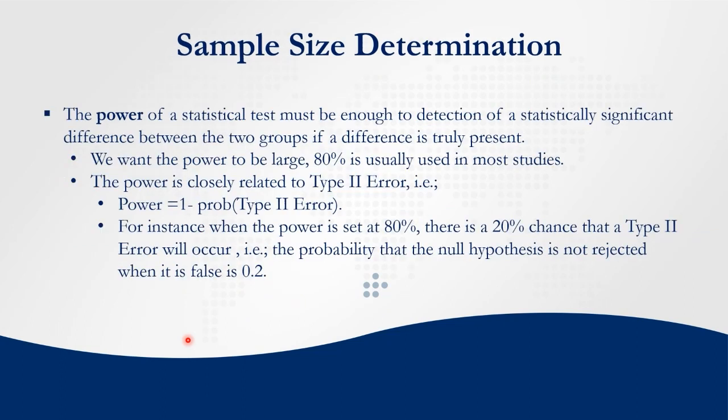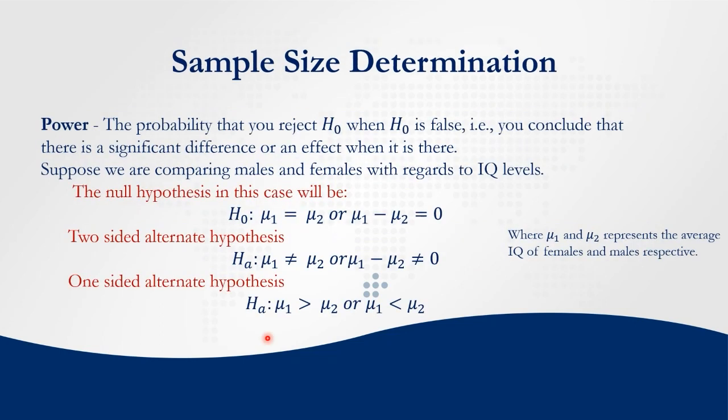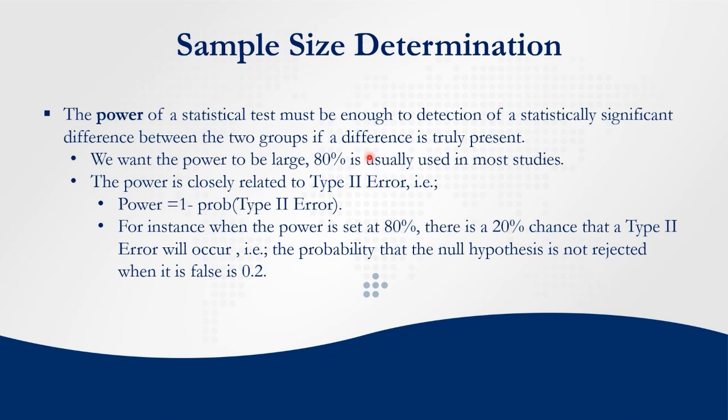So the power has to be enough for us to detect a difference when it's really there. If there is a difference, we want our study to have enough power to detect it. Usually 80%, or 0.8, is used in most studies as the desired amount of power. And we saw in the previous slides, when I introduced the errors, that the power is 1 minus the probability of type 2 error. It's related in this way.